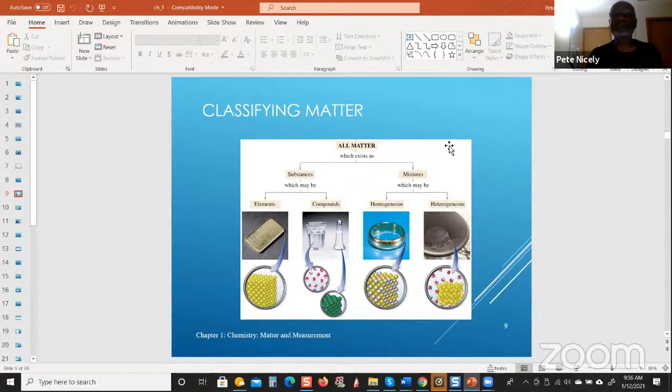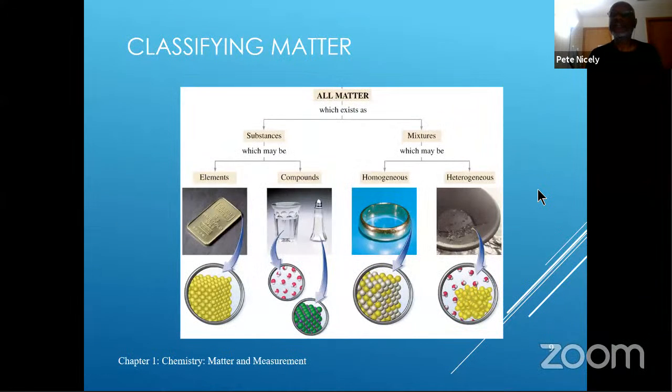Let me move this up here, and let me make this full screen. Okay, and let me minimize this here, get this out of the way.